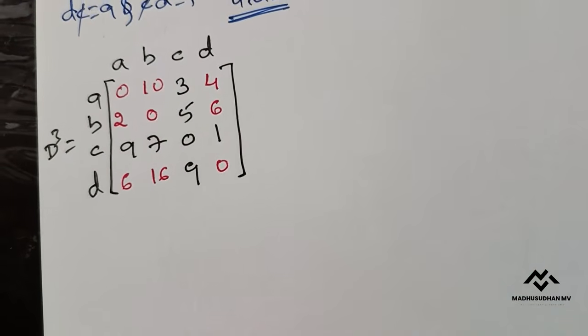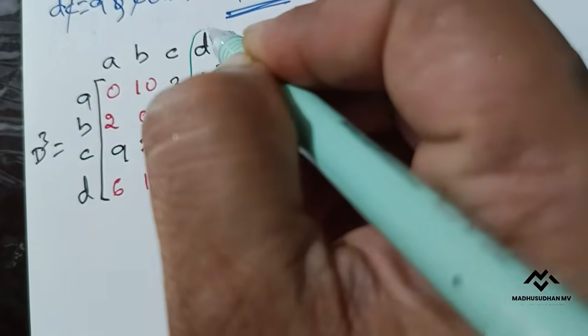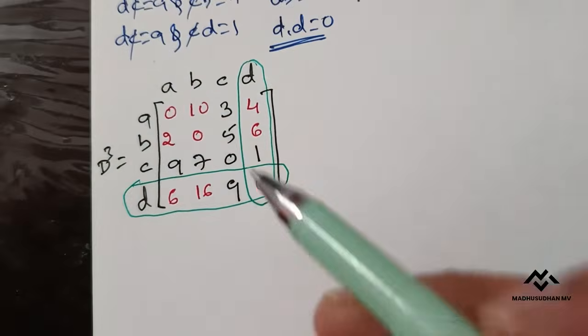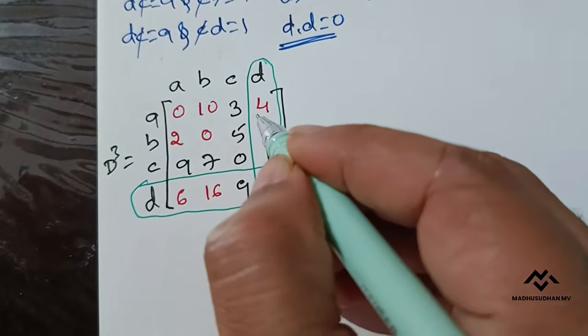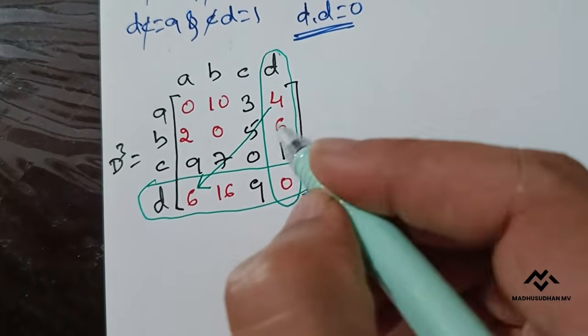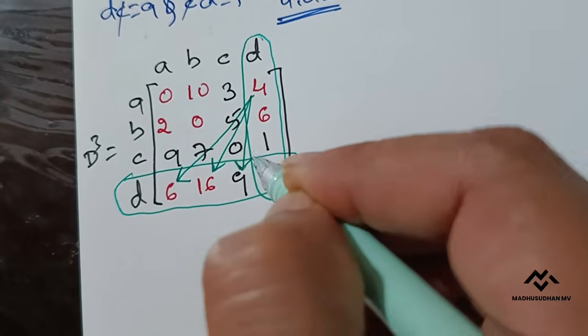See, D to the power of 4. Now I need to consider the 4th row as intermediate. So I am selecting the Dth row and Dth column. So now I need to compare again the same column value with the row values. First, I will directly write: this column value 4 with this one, again this 4 with this 16, then this 4 with 9.